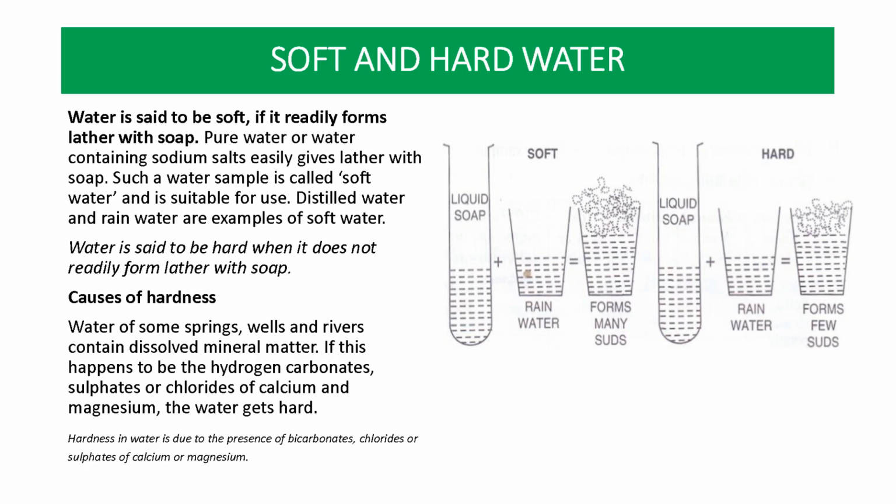So what are the causes of hardness? Water of some springs, wells and rivers contains dissolved mineral matter. If this happens to be the hydrogen carbonate, sulfate or chlorides of calcium and magnesium, the water gets hard. So what is the hardness of the water? Hardness of the water is due to the presence of bicarbonate, chlorides or sulfates of calcium and magnesium. So this is very important. Keep it in mind that hardness of water is due to the presence of bicarbonate, chloride or sulfate of calcium and magnesium.